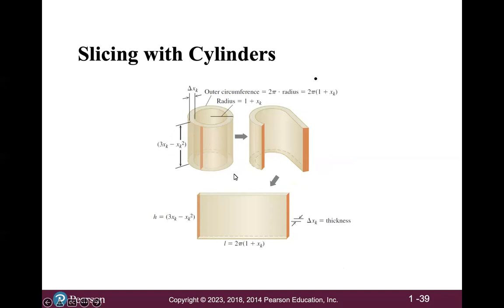Now if you cut down the side of the shell and unroll it, you get this approximately rectangular slab. To calculate the volume of a rectangular slab, you just need to do the length times the width times the height. The length is 2 pi times 1 plus x sub k, because that comes from the circumference of the shell. The width, or they're calling it the height, let's go with that, the height of the slab is 3x sub k minus x sub k squared. And then the thickness of the slab is delta x sub k. So what we're doing here is deriving a formula.